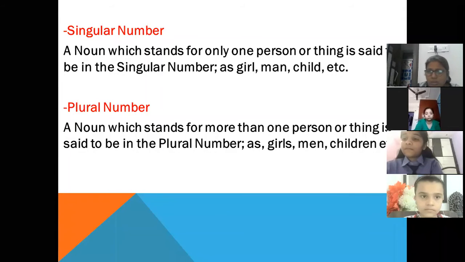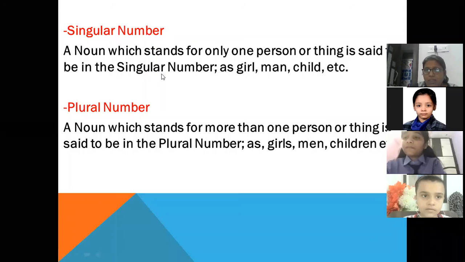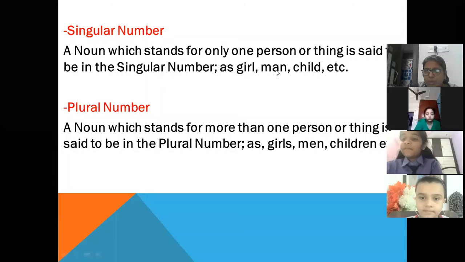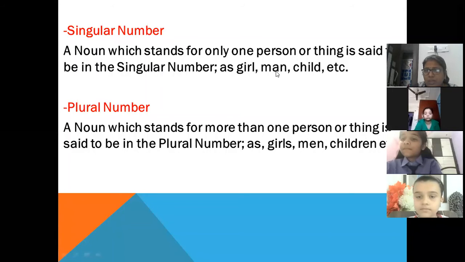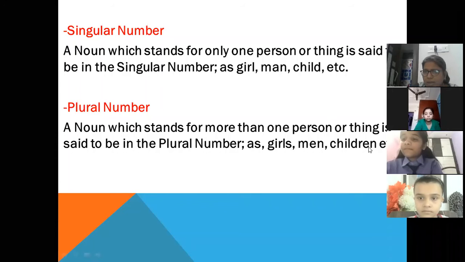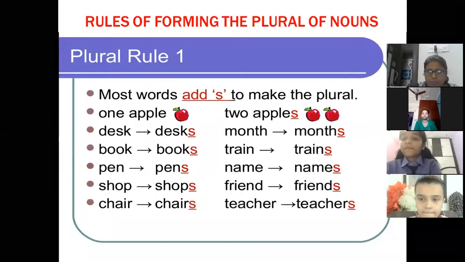Now you can see the difference here that I have changed girl into girls and made it plural only by adding s. Here I have changed the letter and here I have added REN. So we should know the rules behind it, that how can we change a singular number into plural number. So now we are going to study about the rules.